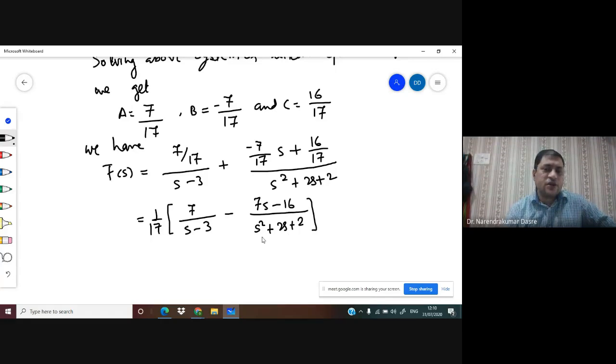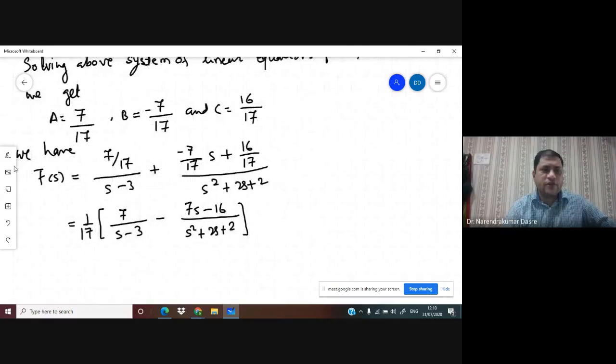Okay, now here we know there is a shifting property, the first shifting property. So we have to express the numerator in terms of the denominator, or in terms of whatever shifting property we have. So first we have to find out what shifting property we have.